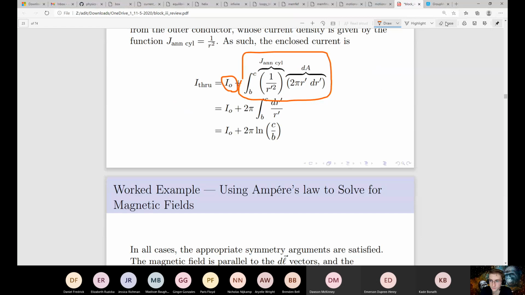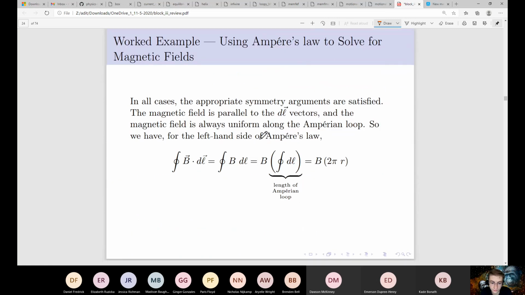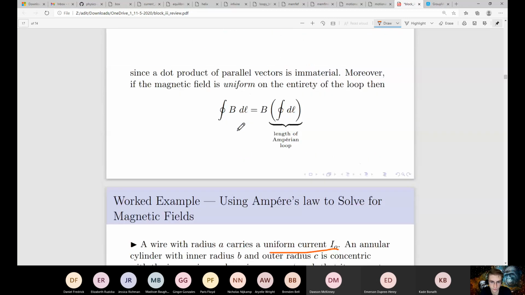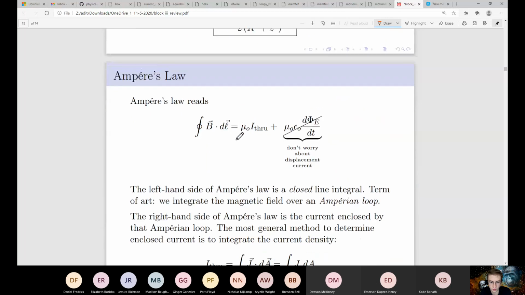So those are my bounds of integration. Cool. And it's the same integral as before. The 2 pi comes out, one of the r's cancels. The integral of 1 over r is the natural log, and then I now have c over b instead of r over b. Now for all of these, what we just did was take care of the right-hand side of Ampere's law, because if I scroll to the very top with what Ampere's law is, we took care of the right-hand side by figuring out what I enclosed was. Now we need the left-hand side to actually solve for what the B field is.